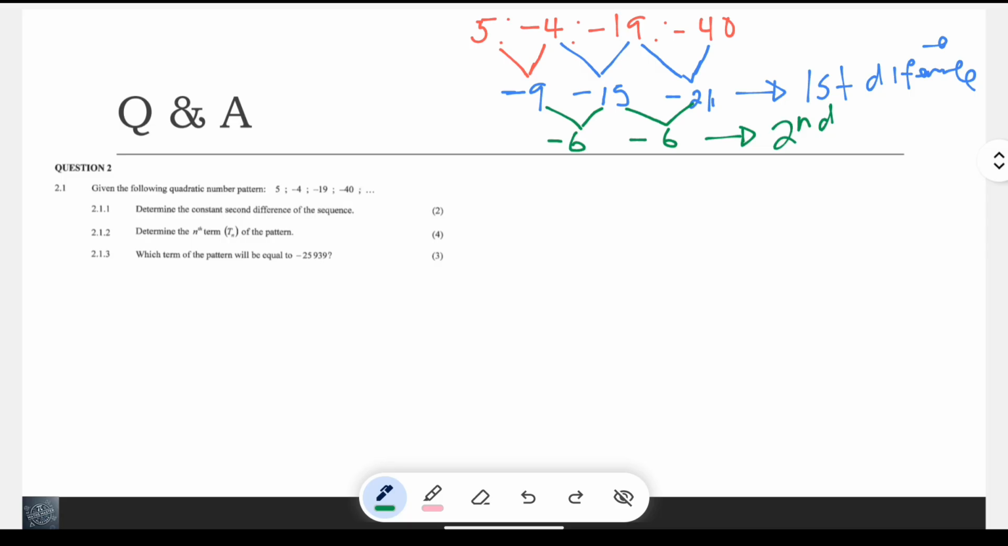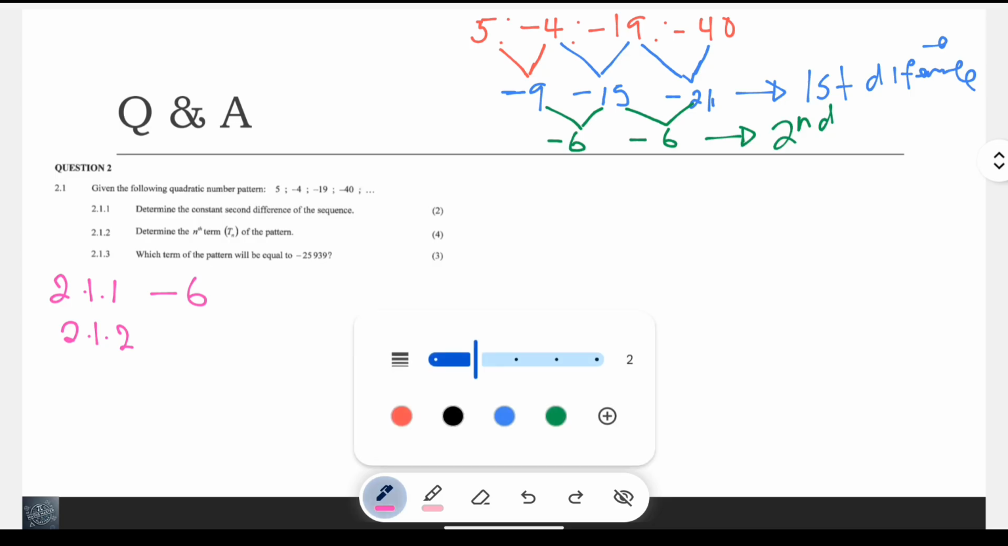Let's start with 2.2.1. Determine the constant difference of this sequence. What will be the constant difference of this sequence? We found it here. The constant difference is the second difference, which is -6. So our constant difference will be -6. Now let's go to 2.2.2: determine the nth term of the pattern.